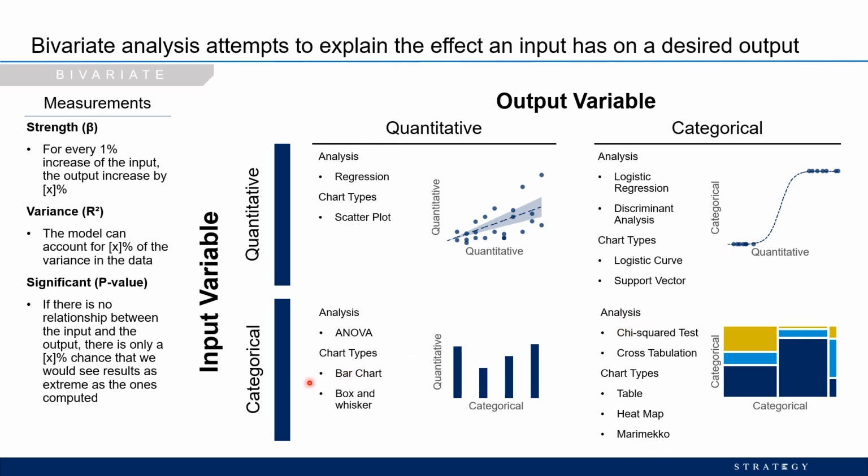And then finally, if you're doing a categorical to categorical analysis, if your input variable was categorical and your output variable was categorical as well, then you'd know you'd need to choose some kind of chi-squared test or perform cross tabulation on it. And common ways to display categorical to categorical relationships is through a table.